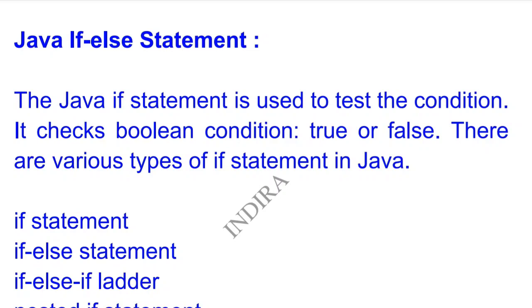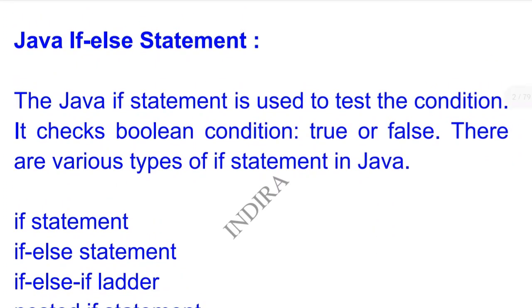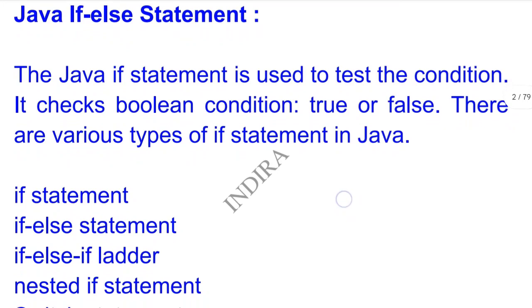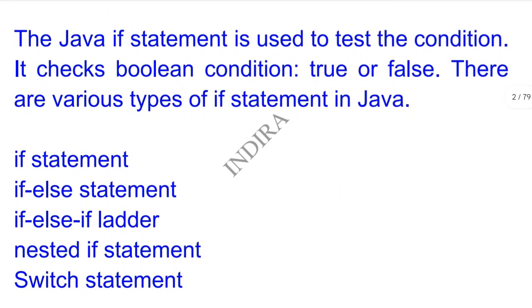But I'm going to explain all those decision making statements along with if, else and switch. So let's begin our decision making statements. The Java if statement is used to test a condition. It checks a Boolean condition, true or false. There are various types of if statements in Java: if, else if, nested if, and switch.